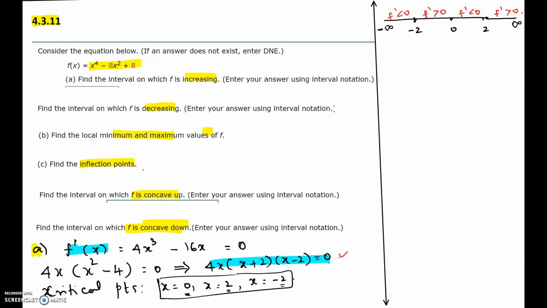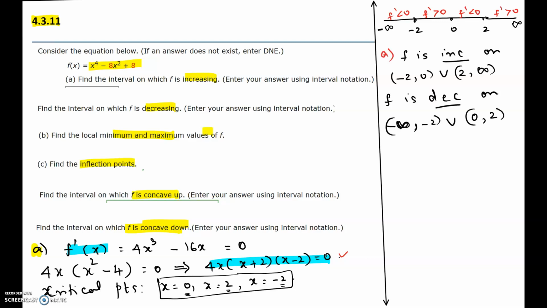From here we can say whenever f prime, or the derivative, is positive, the function will be increasing. f is increasing whenever f prime is positive. So f prime is positive in the two intervals negative 2 to 0 and 2 through infinity. So negative 2 to 0 union 2 through infinity, f is increasing. f is decreasing whenever the derivative is less than 0. So f prime is less than 0 on negative infinity to negative 2 and then 0 through 2. So in these two intervals, f is decreasing.